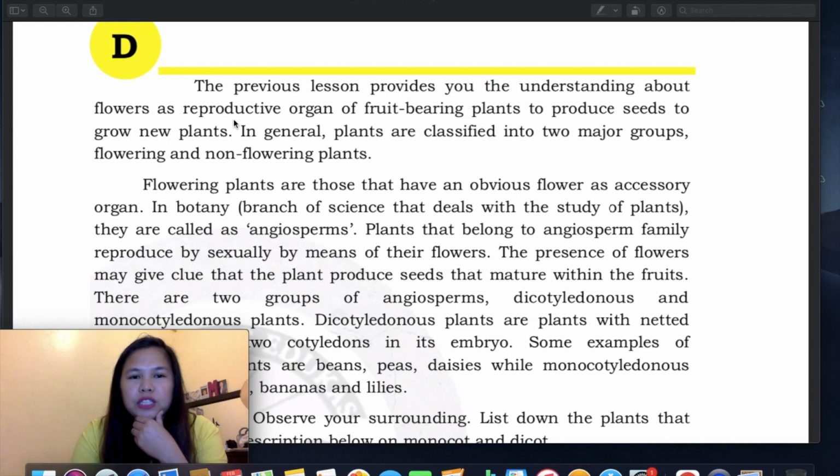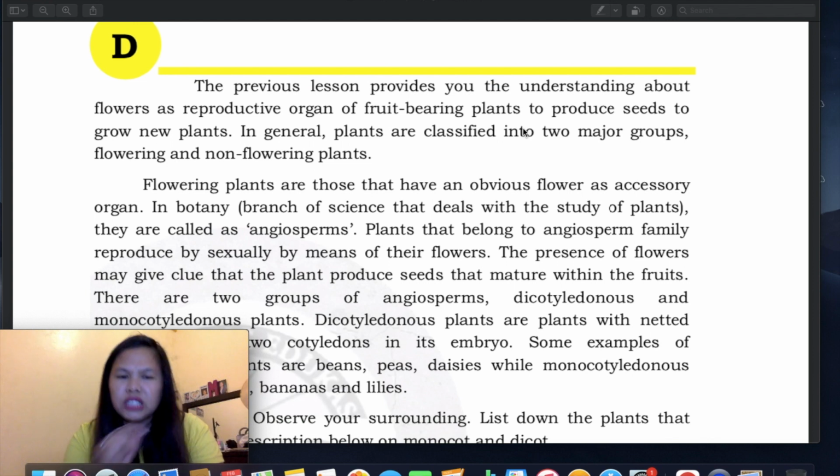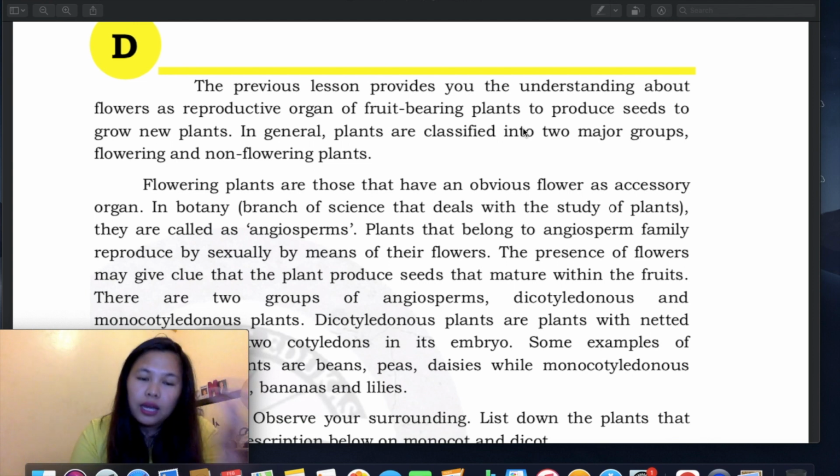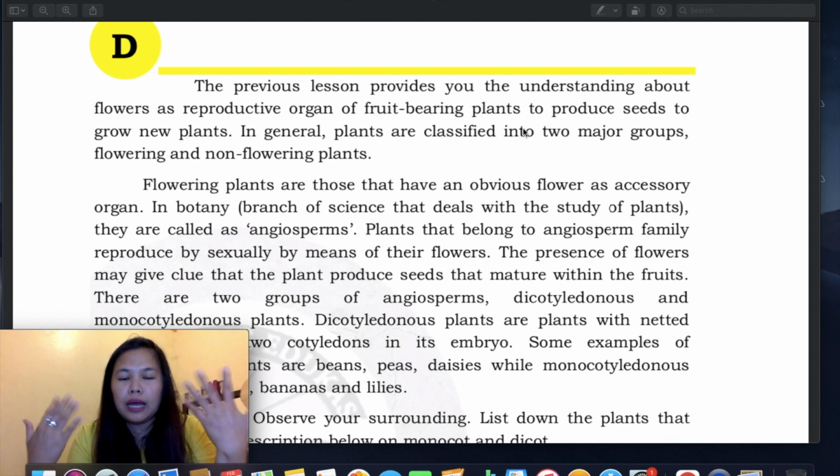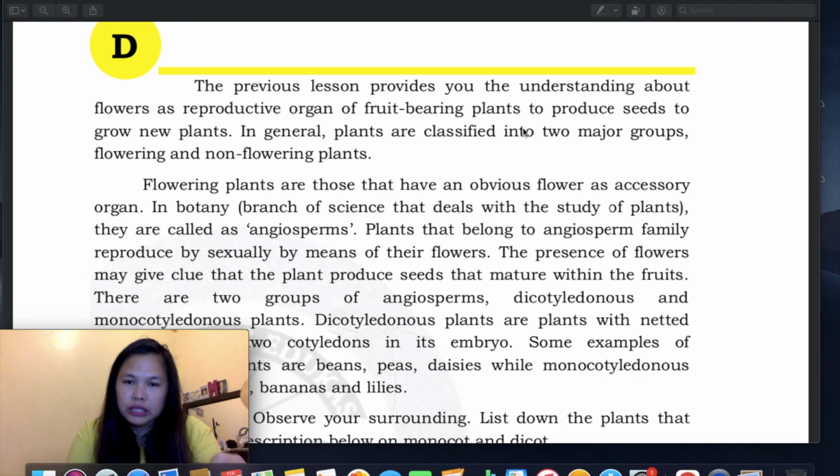Okay, so as reproductive organ of fruit-bearing plants to produce seeds. Okay, kapag merong fruits, merong seeds talaga yan. So, ano natin sa utak yan? Kapag merong fruit, may seed. Diba si mangga, fruit, may buto sa loob. Yung mga ganun sa avocado. So, magbigay kayo ng mga fruit na may seed sa ating comment section.